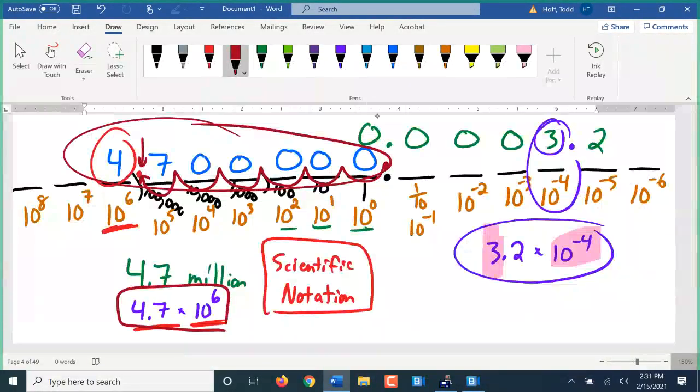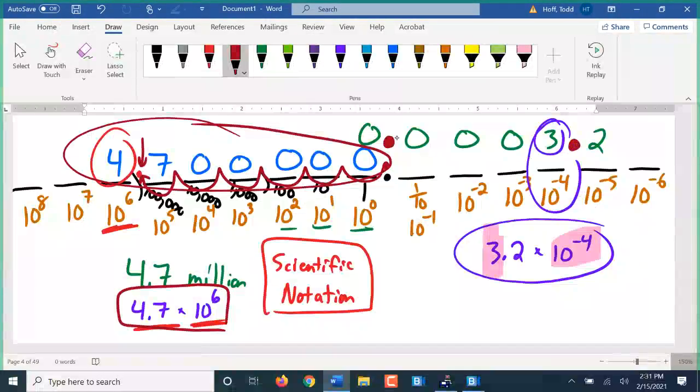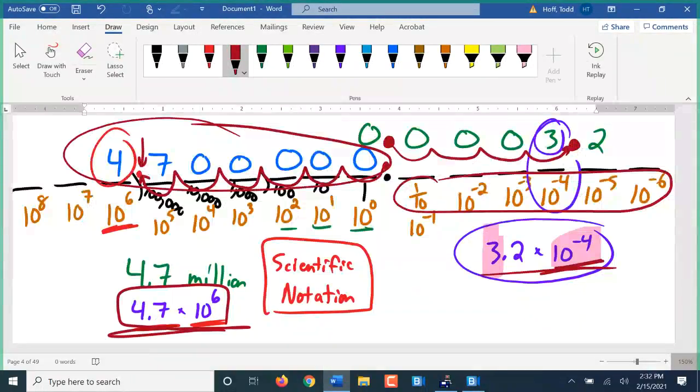Over here, the decimal point started out right there. It moved to right there. It moved 1, 2, 3, 4 places. But now that number started out small. It was less than 1. Our place values that are smaller than 1 are negative powers of 10. So that is a negative 4 power of 10. 3.2 times 10 to the negative 4. And that's the key. Numbers that are really small, in other words, smaller than 1, have place values that are negative powers of 10. Numbers that are larger than 1 have place values that are positive powers of 10.